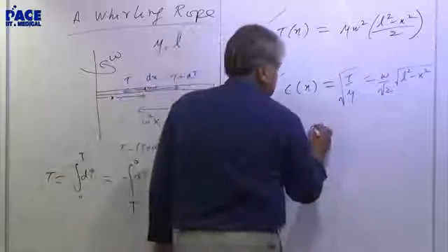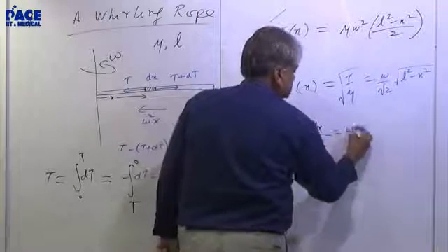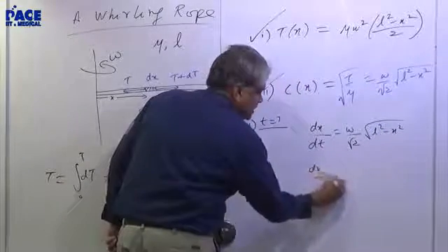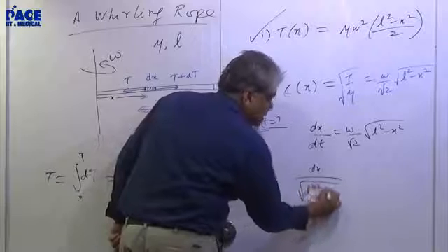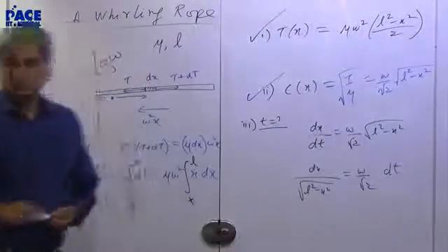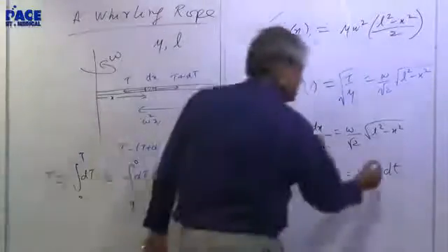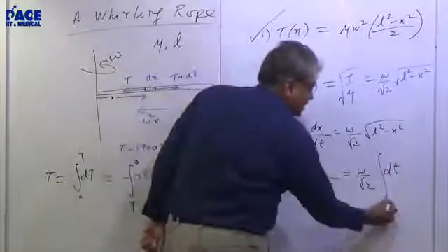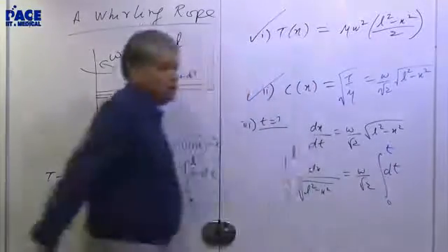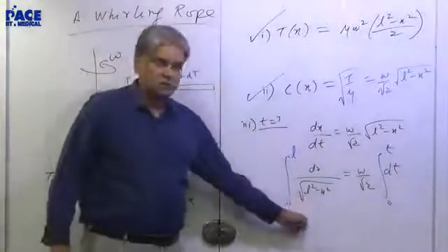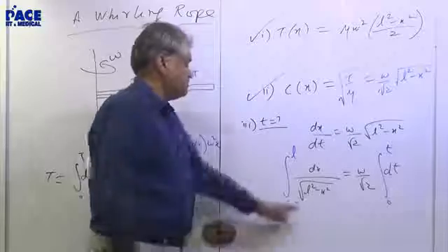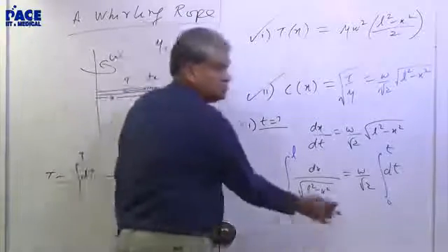So I put this as dx by dt. Can I say that? So dx by dt will be, dx by root of L square minus x square is equal to omega by root 2 dt. The differential equation, and you integrate this. At 0 time you are at x equal to 0. At time t you are at L. Are you aware this is a standard integral? This is sin inverse x by L.